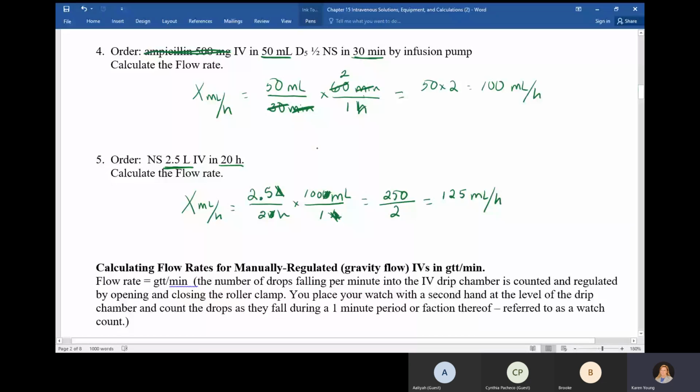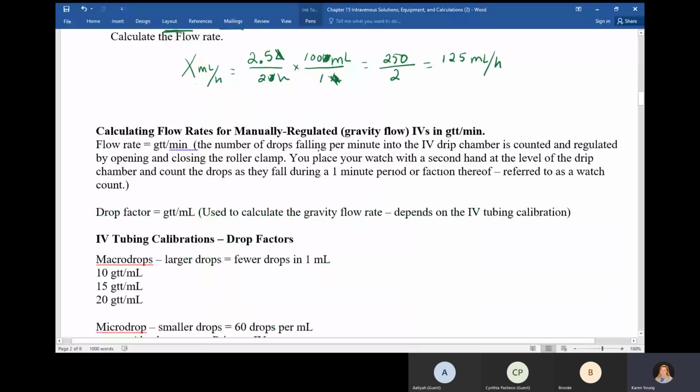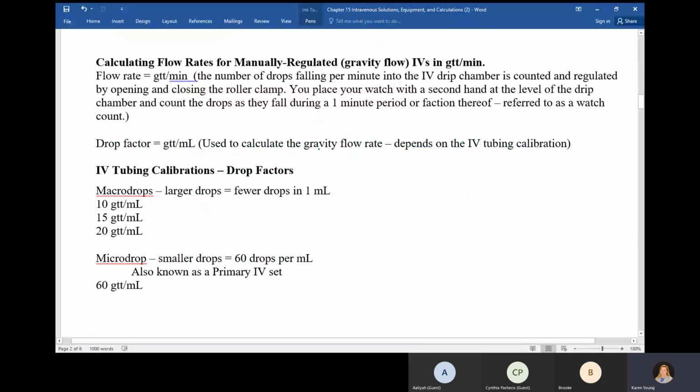One thing that the pump will not do is if we do gravity flow. So you've got infusion pumps, and then you've got manually regulated IVs. These are called gravity flow. These don't go through pumps, okay? These are calibrated, these are calculated, or no, I'm not using the right word. It's got to be the headache.